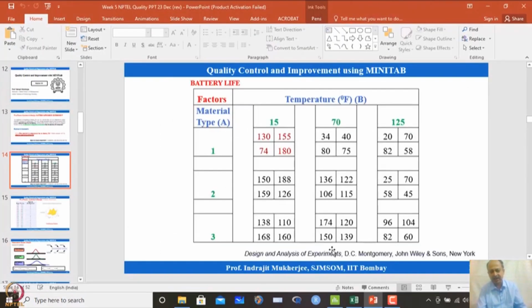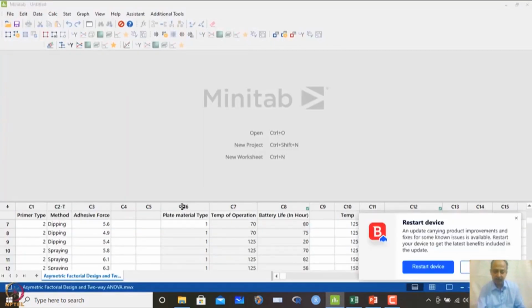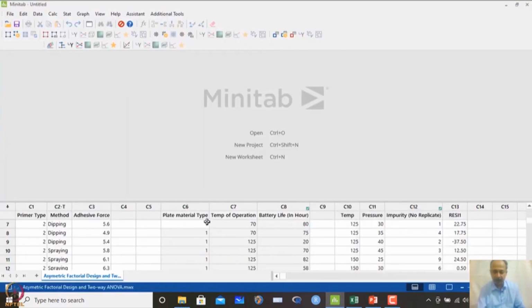When one predictor is categorical and the other is a continuous variable, and the CTQ is a continuous variable, all the normality assumptions and everything hold whenever I am doing design of experiments. So, we have to verify that whenever we get the residuals, and cross-check all the assumptions that we have done in regression also. In this case this data is in MINITAB, and I have already located this data over here in C6, C7, C8. This is plate material, temperature and battery life.